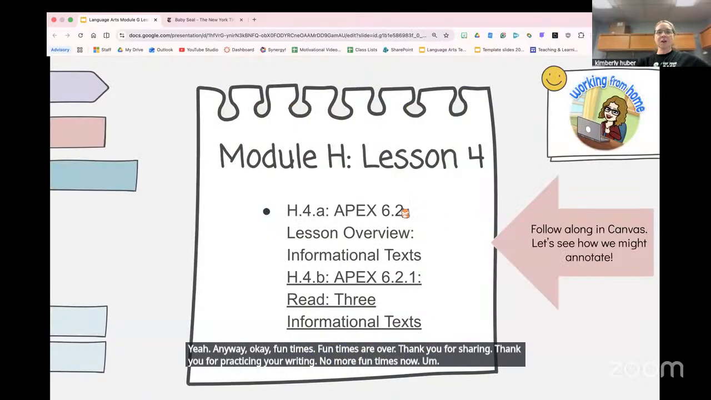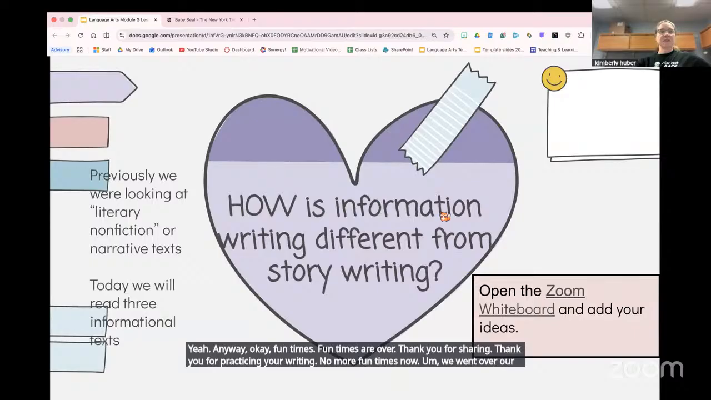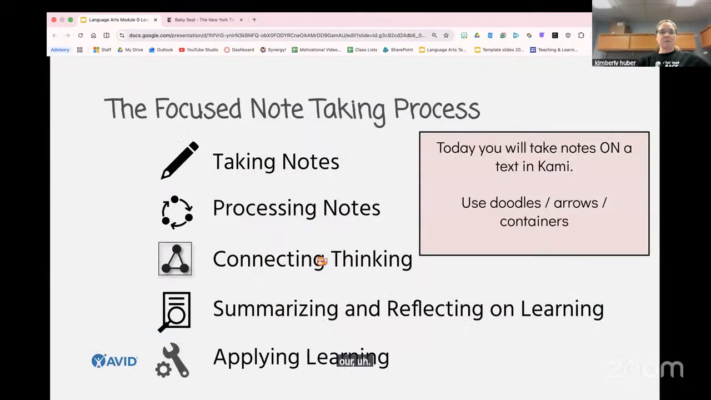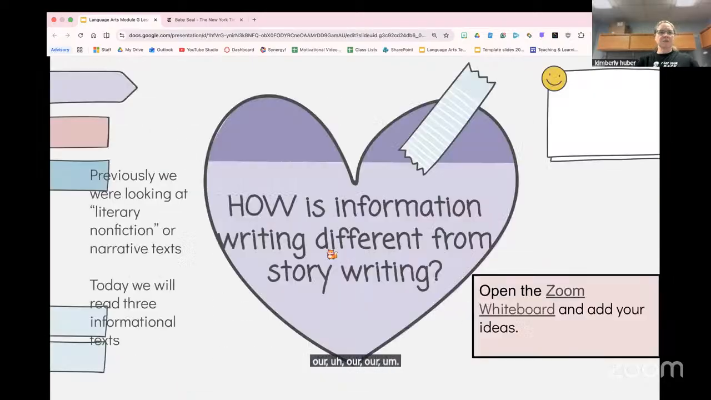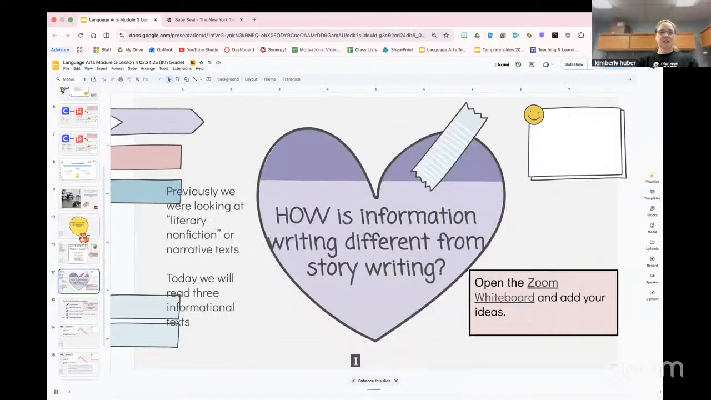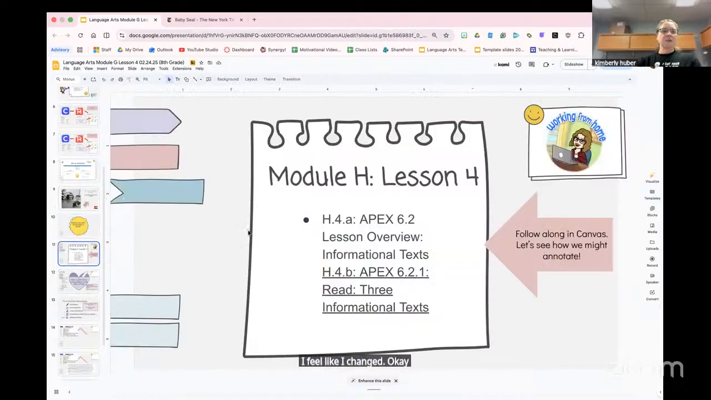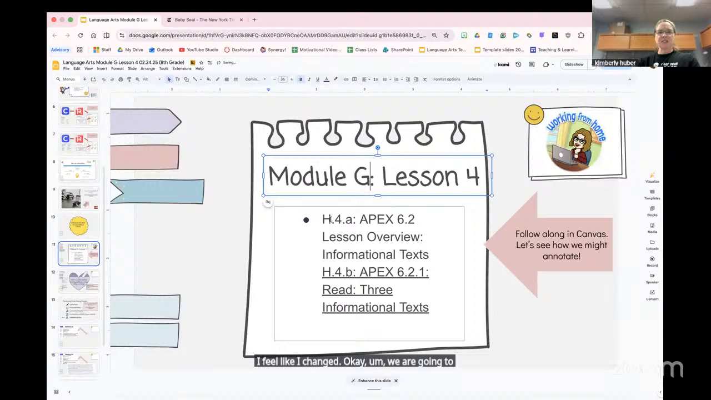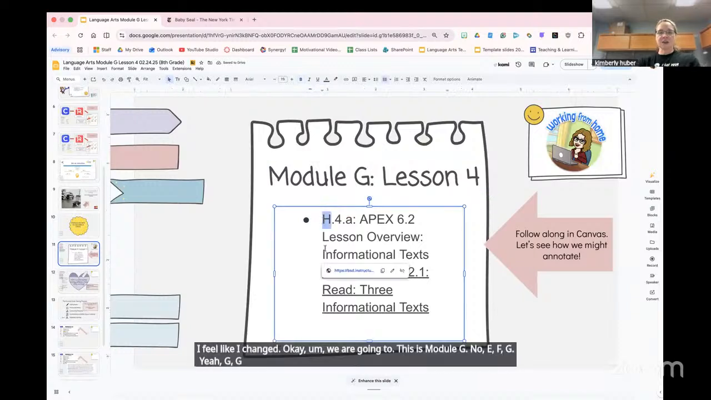We went over our... how come this is not my same? I feel like I changed. Okay, we are going to, this is module G, no, E, F, G. Yeah, G. I don't know why, I swear I moved this, but I might have put it in the wrong day.